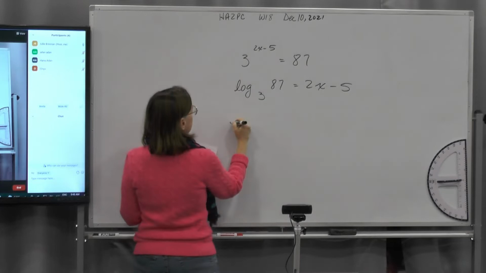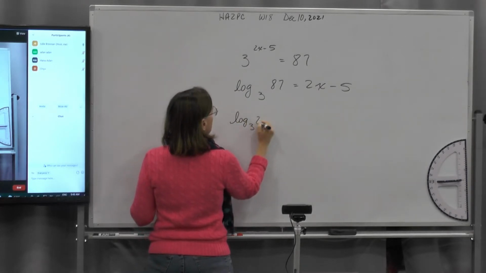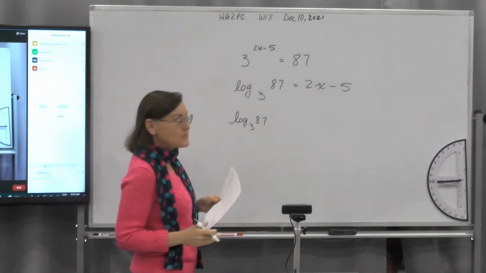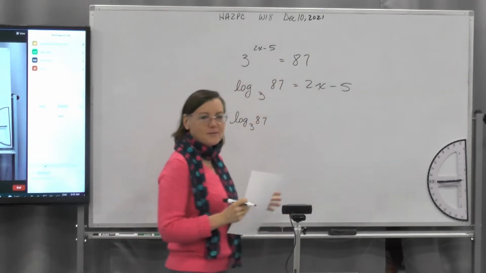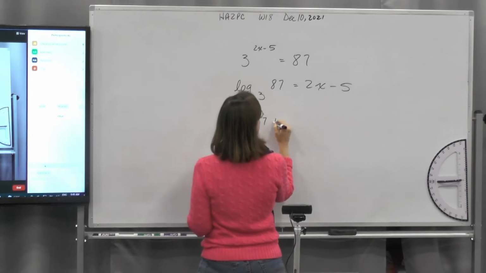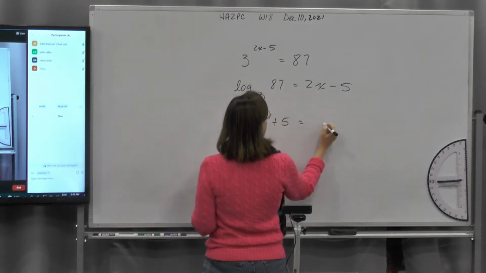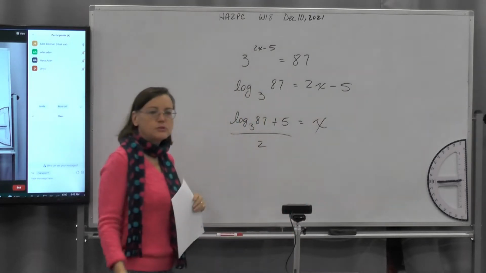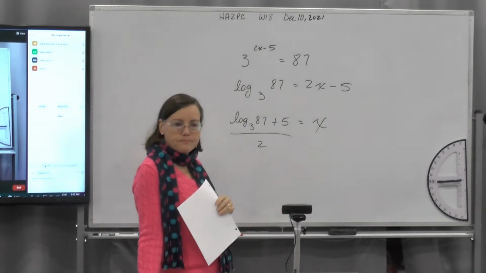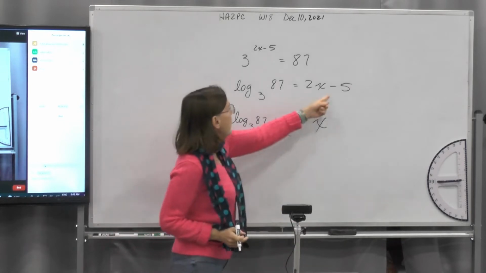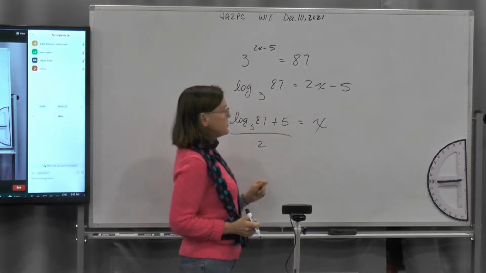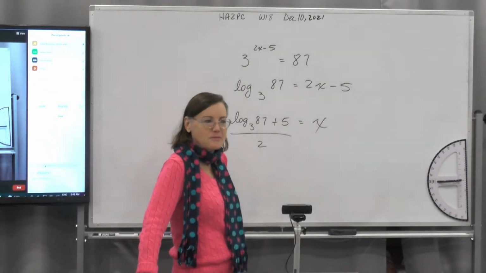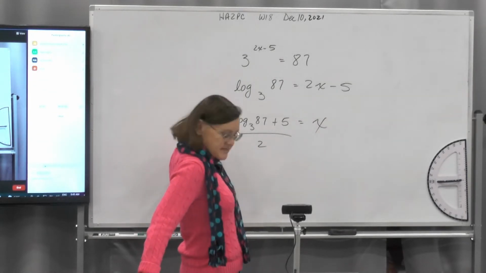Right? Log base 3 of 87. If that was 81, I wouldn't bother to do this, right? I would have 4 is equal to that. But it's 87, not so convenient. Plus 5 is equal to 2x, which means I divide by 2, I get x. A couple steps in my head. Right? So add 5, yep, then divide by 2. Okay. If you make mistakes on that, or if it's a quiz or a test, you might write out a little bit more than that. But that is a number.